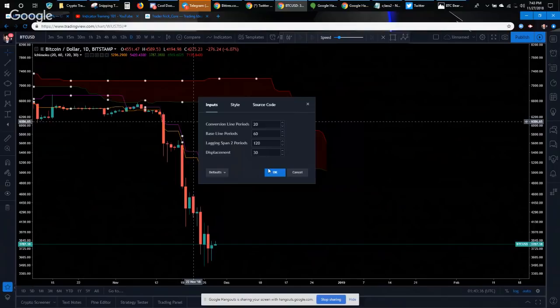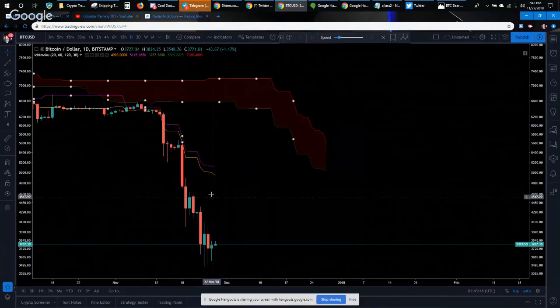But those are the settings I use. I use those because I find those the best and most steady. There are a lot of traders that use different variants of that, and that's fine. You can still find signals on that, but these are my settings. That's what I use.